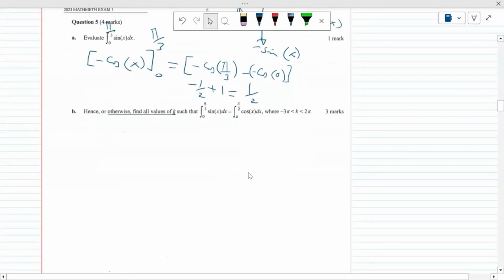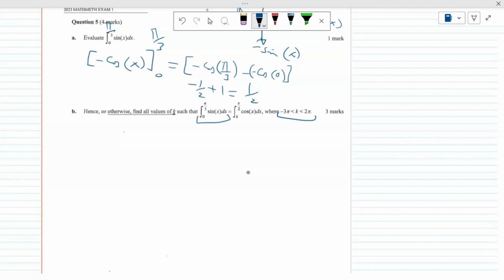Hence or otherwise, find the value of k such that the integration of sine from 0 to a third pi equals this, where k is in this interval. All right, now we already know that that's a half. So all we have to do is, that's going to be cosine. The integration of cosine is sine. So sine a half pi minus sine k. Oops, that has to be k, not that. Fix that. The whole lot equals a half.